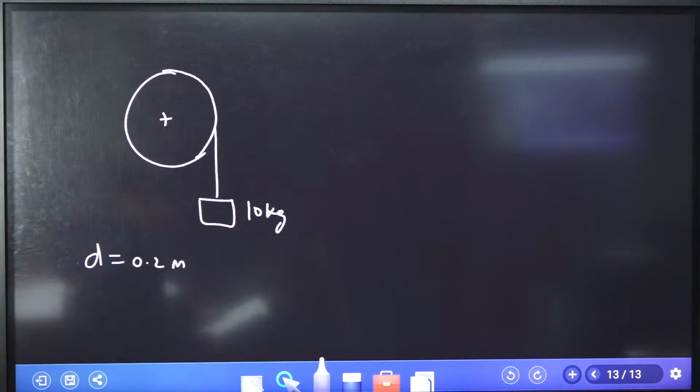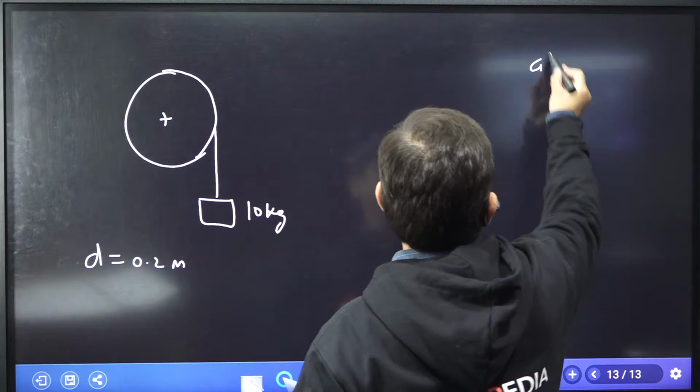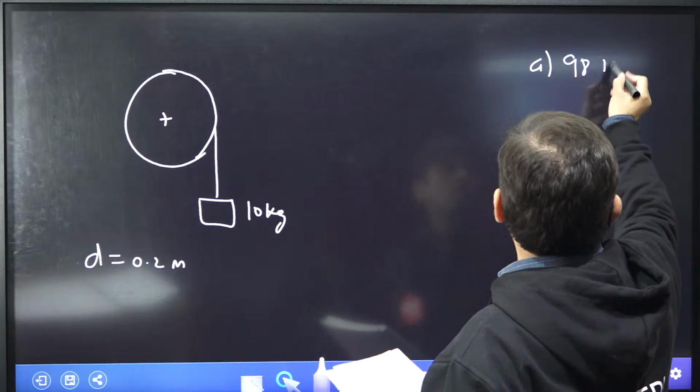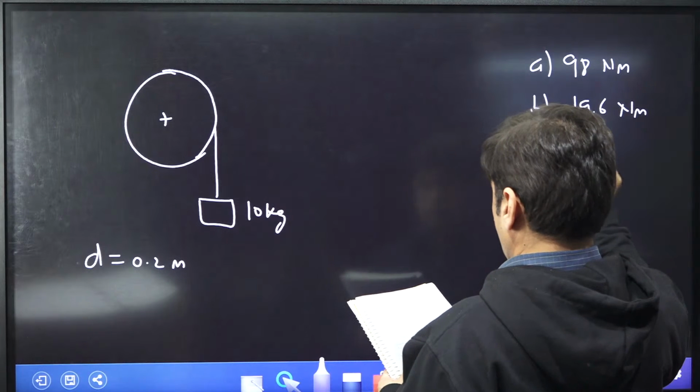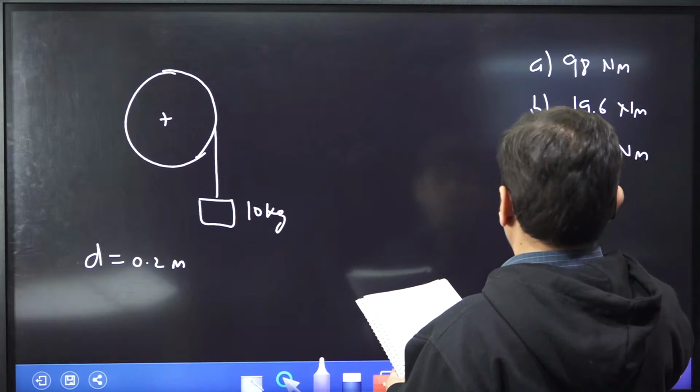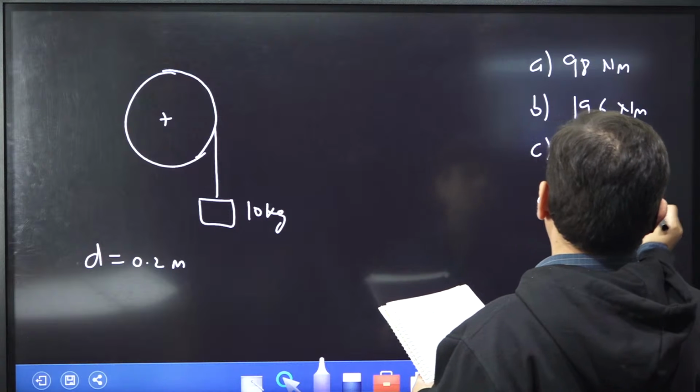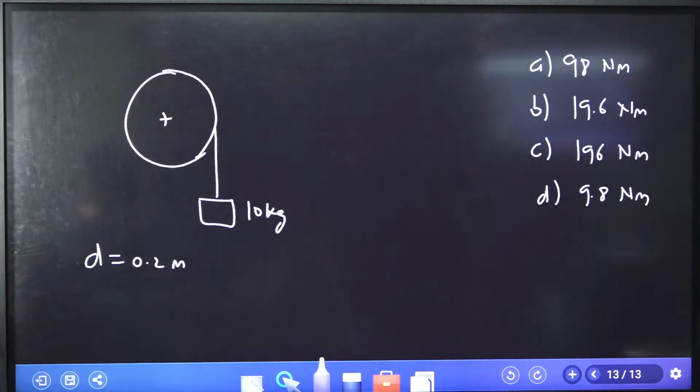Now, what is the torque applied about the horizontal axis of the cylinder? That is the question, and the answers I give you: first is 98 Newton meter, second is 19.6 Newton meter, third is 196 Newton meter, and fourth is 9.8 Newton meter. So the question is, there is a 10 kg body hanging at rest from a rope wrapped around a cylinder 0.2 meter in diameter, and you have to find the torque applied about the horizontal axis of the cylinder.